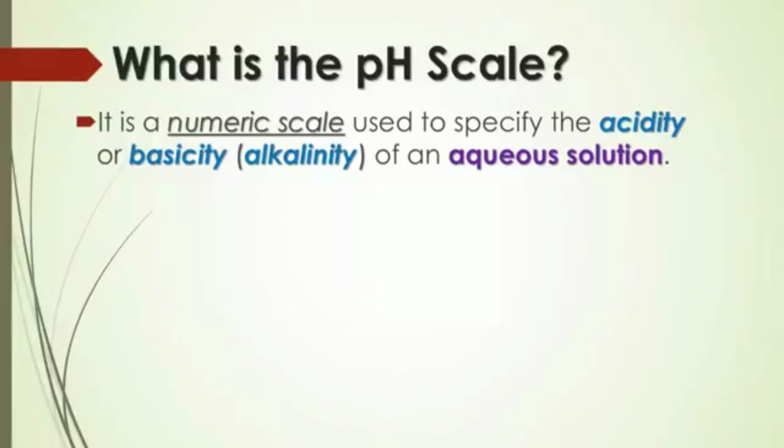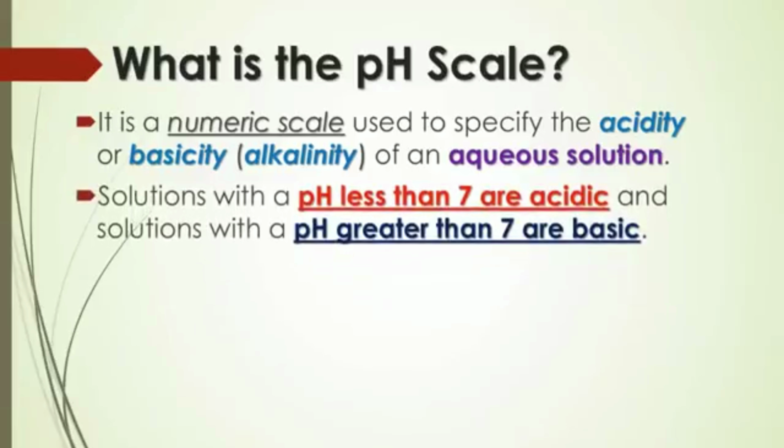So many of you have probably seen the pH scale before. The pH scale is a numeric scale that classifies substances as acidic or basic. Acids have a pH of less than 7, while bases have a pH of greater than 7, and water has a pH of exactly 7.